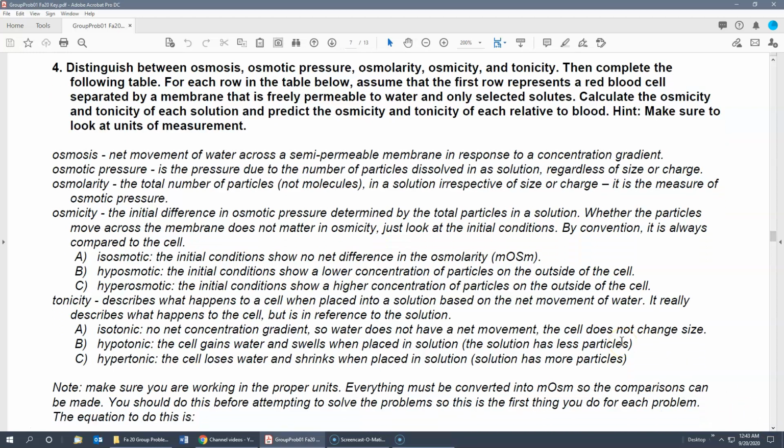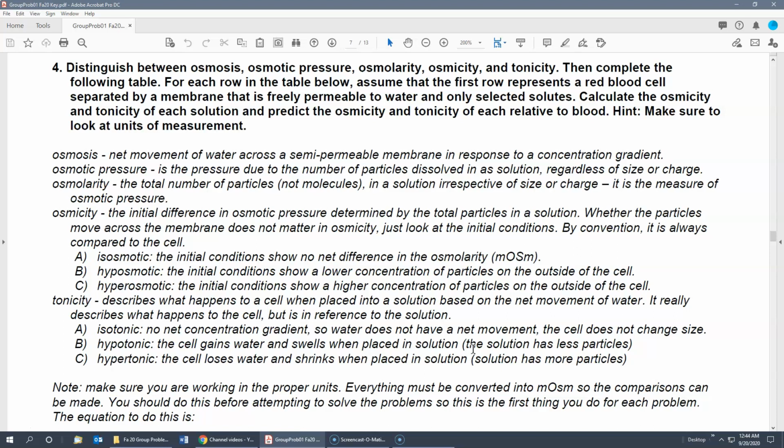Number 4 asks about osmosis, osmotic pressure, osmolarity, osmicity, and tonicity. And then it asks to complete a table that looks at the different ways to figure out the tonicity of blood versus other things. So we'll kind of go through the definitions here.